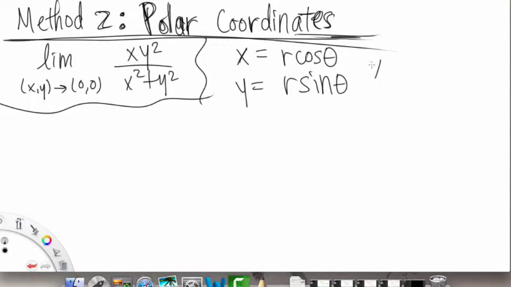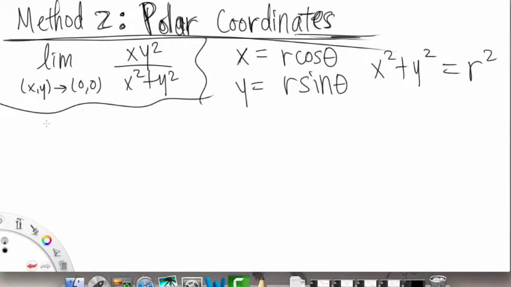Therefore, x squared plus y squared is equal to r squared. Okay, and let's see what else we have. So that's pretty much it. That's the basis of polar coordinates. Okay, so let's say we were to plug in, I don't know.